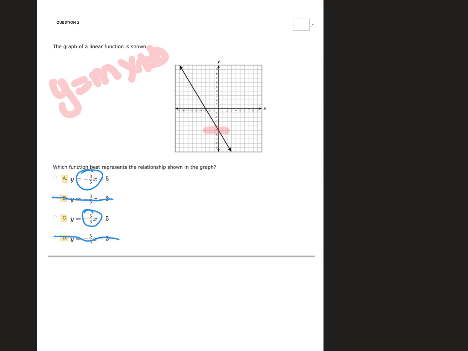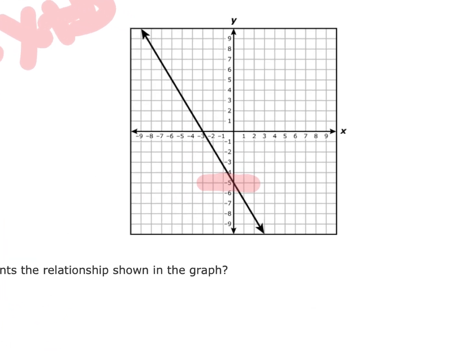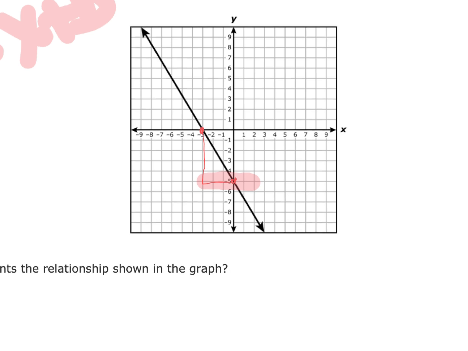So now we're back to finding our slope. From here, I'm going to choose 2 points, probably going to use my intercepts. So here I have -3 and -5, and I'm going to draw my slope triangle. Okay, and I'm going to count down.